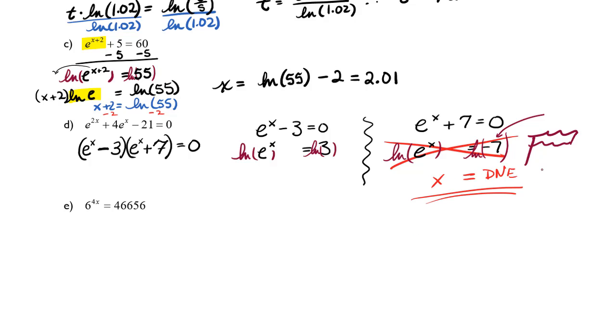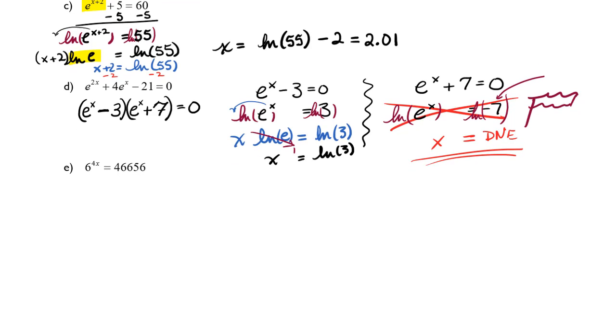On this side, we have natural log of 3, and that is possible. We can bring that x down front, so we'll have x times the natural log of e. We happen to know that the natural log of e goes to 1, and so I have x is equal to the natural log of 3.